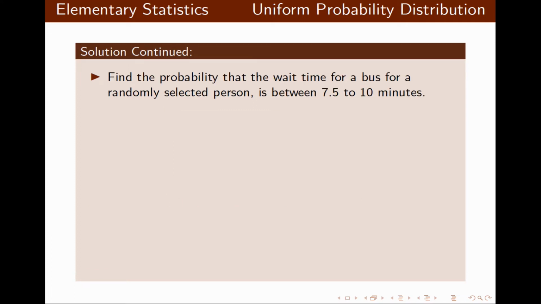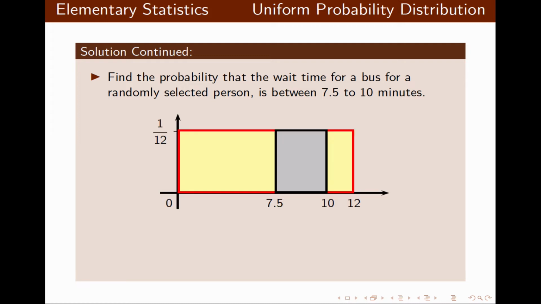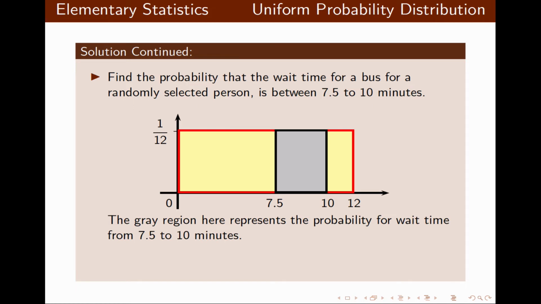Now, find the probability that the wait time is between 7.5 to 10 minutes. If we draw the rectangular shape and label it accordingly, the probability that we want is that gray region from 7.5 to 10, which we can simply find by finding the distance between 10 and 7.5 times the width of the rectangle. Do some basic operations, and the probability would be 5 over 24.